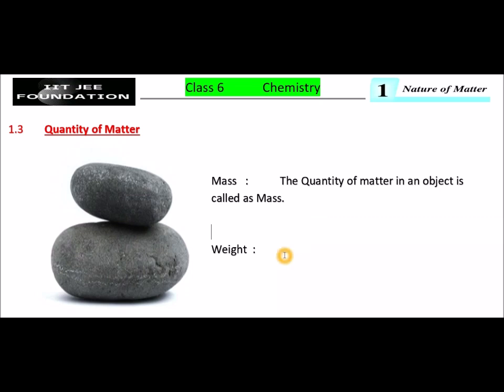Why? We know that any object left free in the air falls down, because it is pulled by the earth by a force called gravity. The force of gravity acting on an object: if the mass is more, the force of gravity is more. If the mass is less, if the quantity is less, the force of gravity is less. So of these two rocks, the force of gravity acting on the large rock is more, so it falls down and strikes the ground first.